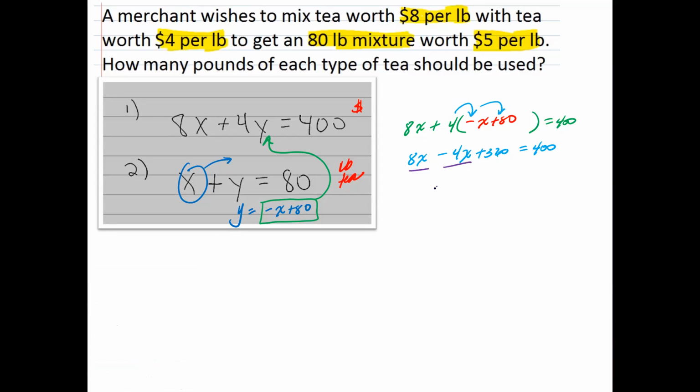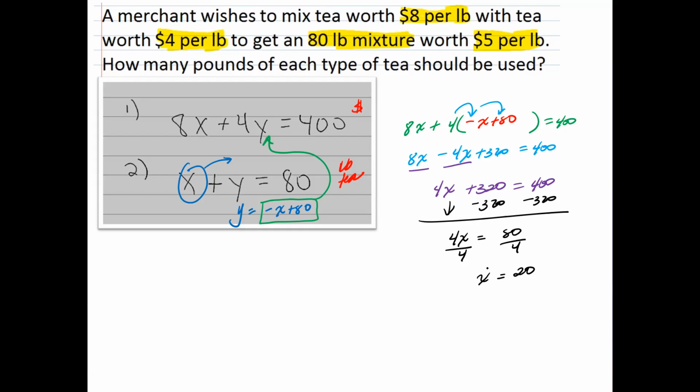You want to combine the like terms, which is 4x plus 320 equals 400. And we want to subtract 320 on both sides. So 4x equals, and this will give you 80. Lastly, opposite of a times is a divide, and then x equals 20. So how many pounds? 20 pounds of the $8 tea.